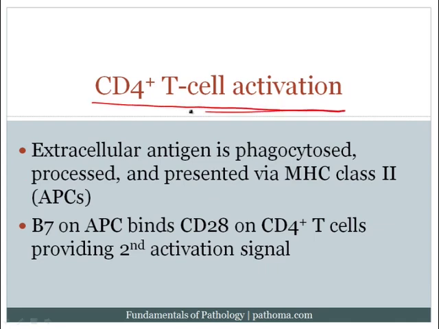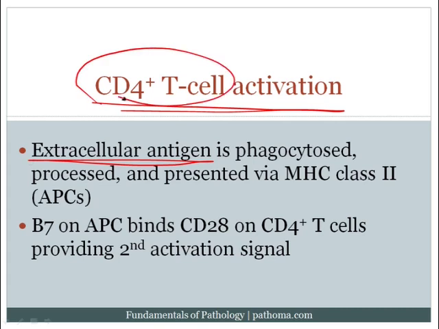CD4 positive T cell activation occurs via extracellular antigen. Now let's go back. You know that CD4 positive T cells recognize MHC class 2, and MHC class 2 is predominantly present on antigen presenting cells. What do antigen presenting cells do? They basically take antigen from the outside world, phagocytose it, process it, and then express it on MHC class 2. An example would be macrophages or dendritic cells. These are cells that have the ability to phagocytose extracellular antigen, present it on MHC class 2, and show it to the CD4 positive T cell.